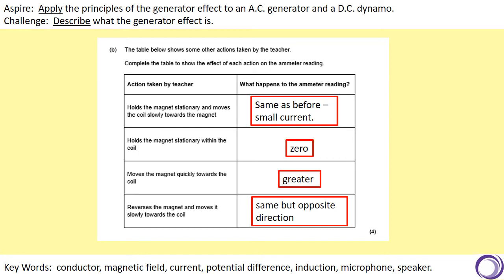The third one down moves the magnet quickly towards the coil. It'll move, but it'll be a greater reading. Then if you reverse the magnet and move it slowly towards the coil, you'll get the same as you started with, but it will be in the opposite direction.